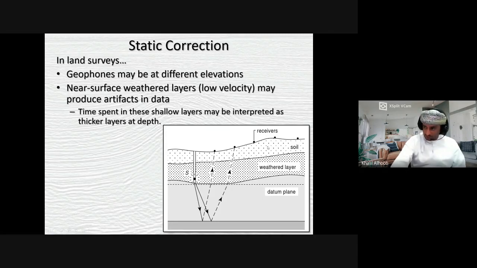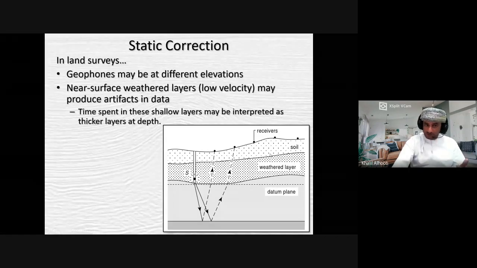the thickness of this weathered layer. Sorry, the weathered layer. I usually make this mistake. You need to know the thickness of this weathered layer and the velocity of this weathered layer. How can it be done?